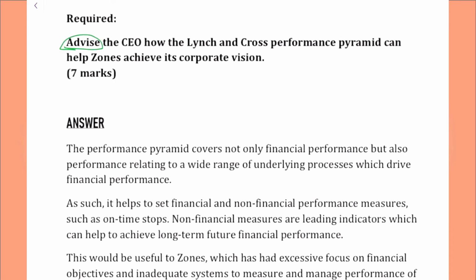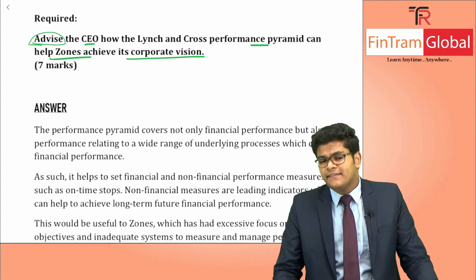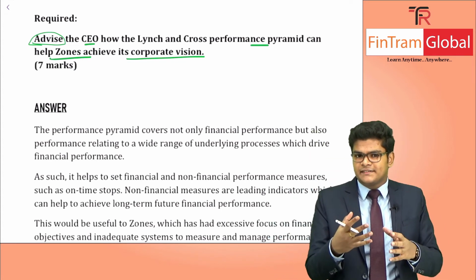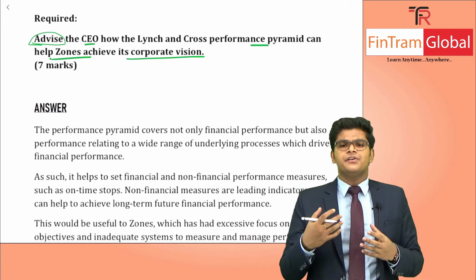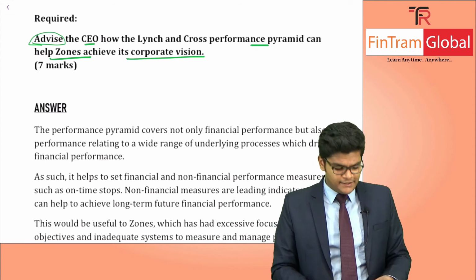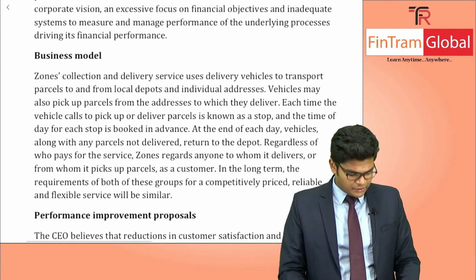Advise the CEO how the Lunch and Cross performance pyramid can help Zones achieve its corporate vision. Okay, so by reading the scenario, I'm able to understand that we have to apply the performance pyramid to this particular company, that is Zones. But in order to do that, I need to get more information regarding this organization, isn't it? So let's take a look at the scenario for that, shall we?